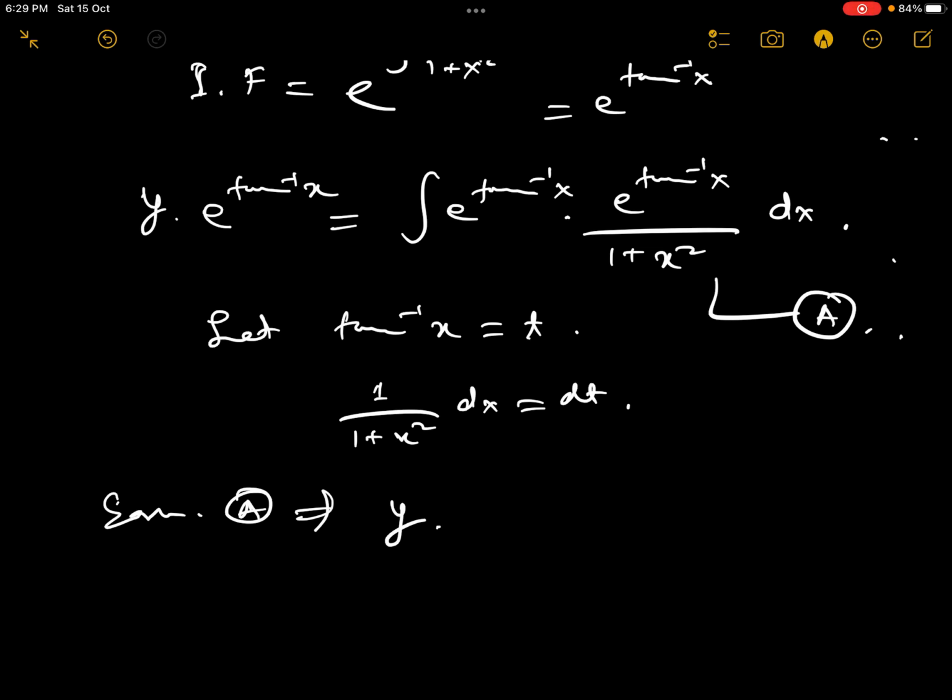I'm writing it very fast, okay? Guys, if we don't do it like this also, we have got lots of problems to solve. This is just the starting part. Right? These are just simple problems. t, and then this 1 by 1 plus x squared dx is dt.